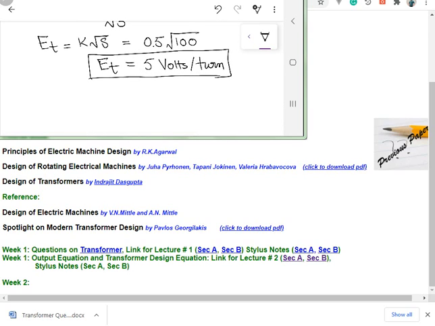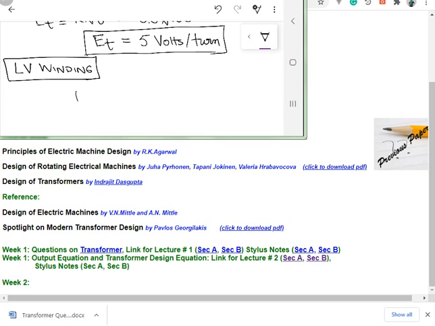Okay, so when you have 5 volts per turn, this 5 volts per turn is telling you that the volts per turn is going to be the voltage per each turn. So when you are talking about the low voltage winding, in this low voltage winding, I am concerned with what is N2. I know ET is equal to V2 divided by N2. This is the formula. So based on this formula, can I find out N2? N2 will be equal to V2 divided by ET.